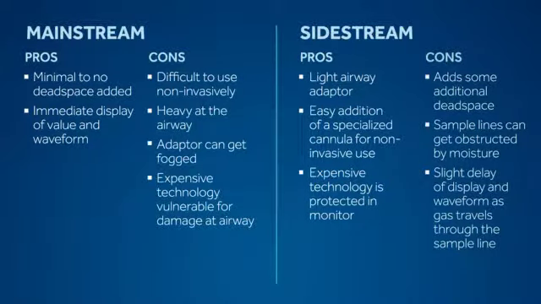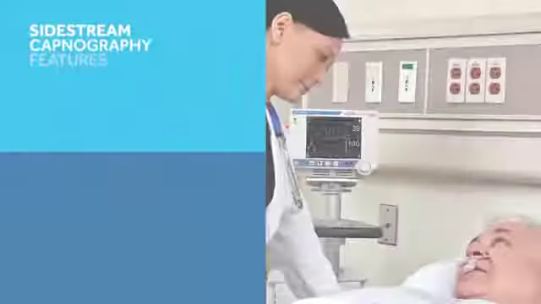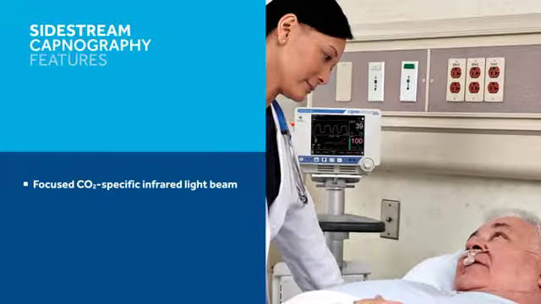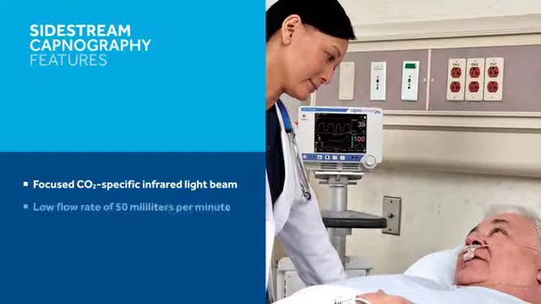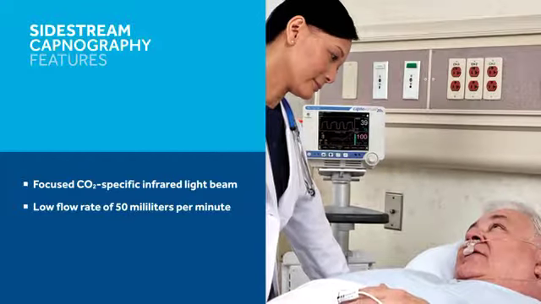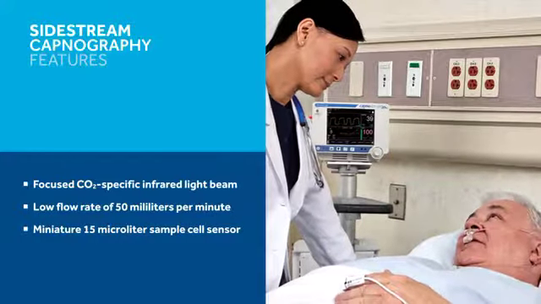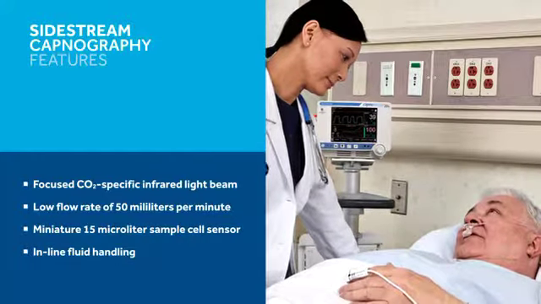Traditional CO2 sensors and sampling lines, both mainstream and sidestream, have certain limitations that can contribute to inaccurate readings and cause their use to be restricted within certain patient populations. Microstream CO2 sidestream sensors and breath sampling lines address some of the limitations of conventional systems. Microstream technology features a focused CO2-specific infrared light beam, a low-flow sample rate of 50 milliliters per minute, a miniature 15 microliter sample cell sensor, and inline fluid handling.